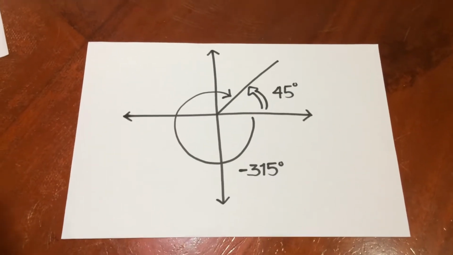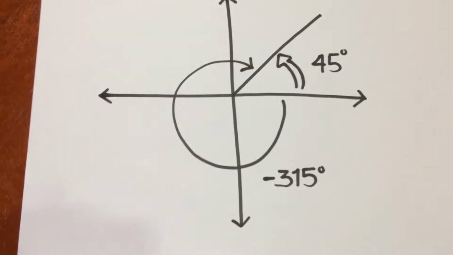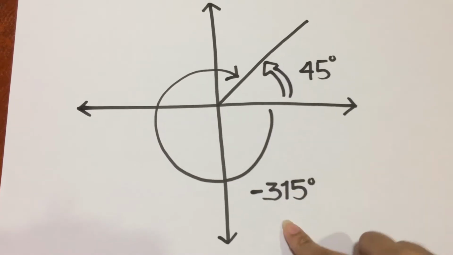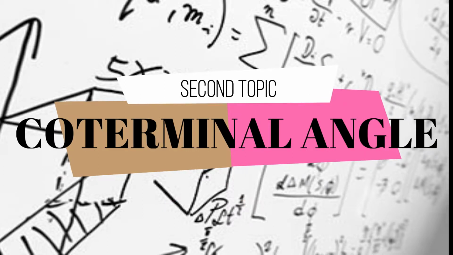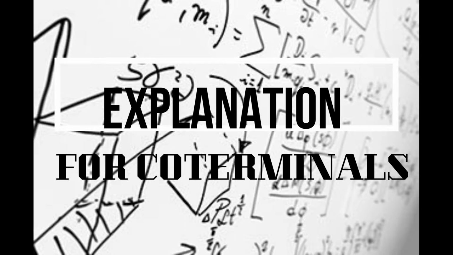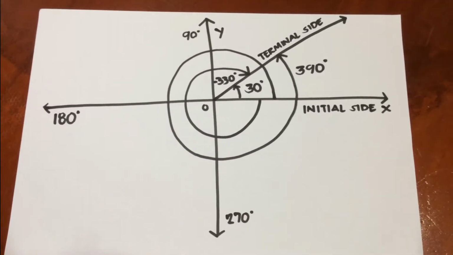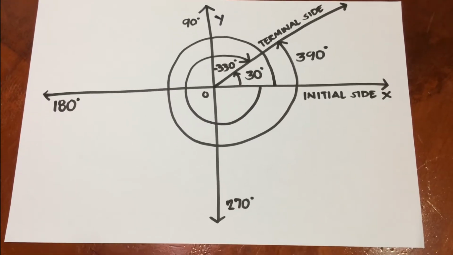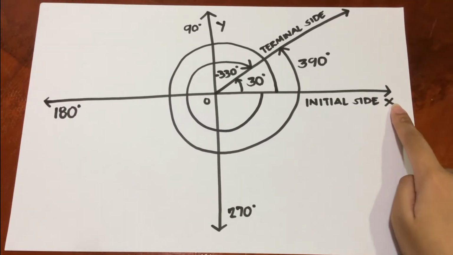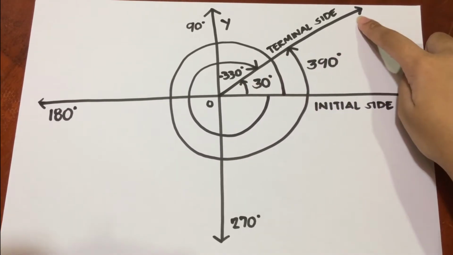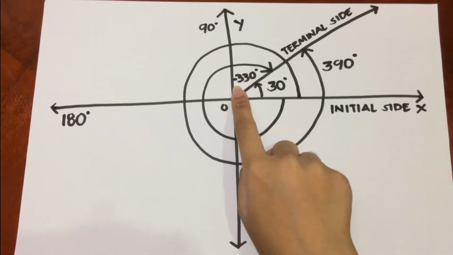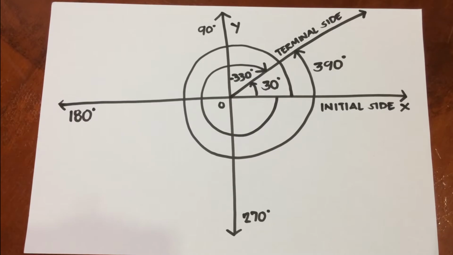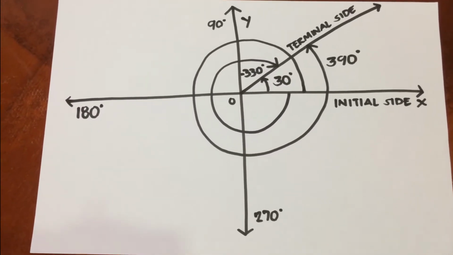When two angles have the same initial and terminal sides, they are said to be coterminal angles. Angles of 315 and 45 degrees are coterminal angles. Angles with the initial side on the positive x-axis that have a common terminal side, for example, 30 degrees, negative 330 degrees, and 390 degrees. This 30, negative 330, and 390 are all coterminal.